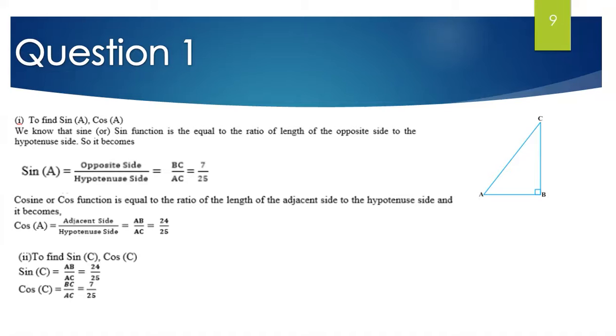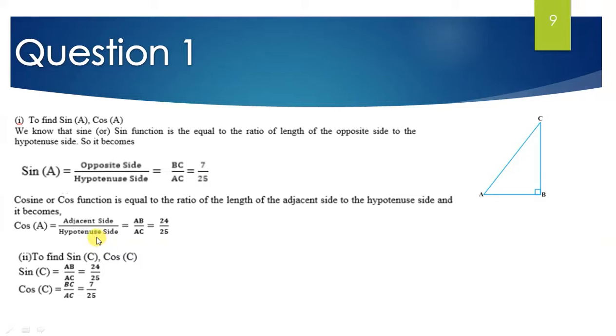Afterwards, I have to find sine A. Now see, corresponding to angle A, BC is the opposite side and AB is the adjacent side. So sine A is the side opposite to angle A over the hypotenuse, which will be equal to BC upon AC, which is 7 by 25.